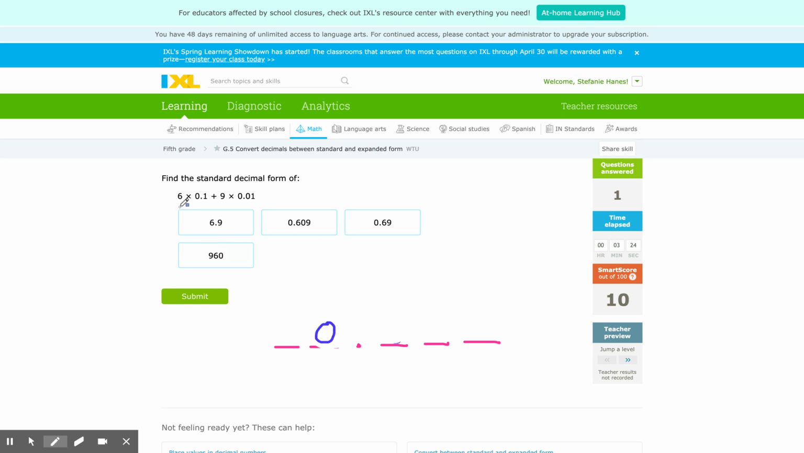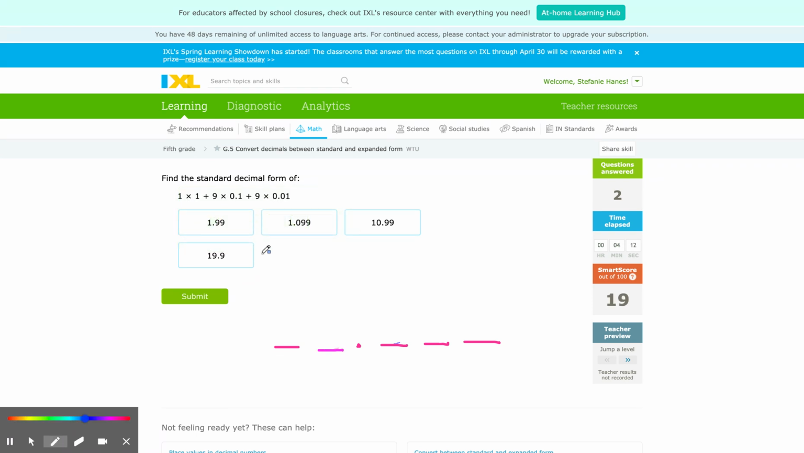And then I have 6 times 1/10. So again, this is the 10th place. It's 1 spot over from the decimal. I do 6 times 1, which is 6. And this one is 9 times 1/100th. It's 2 place values over, so 9 times 1 equals 9, and I make sure to go 2 place values over, and that would give me a 9. And so then this would give me my answer, which is 0.69.